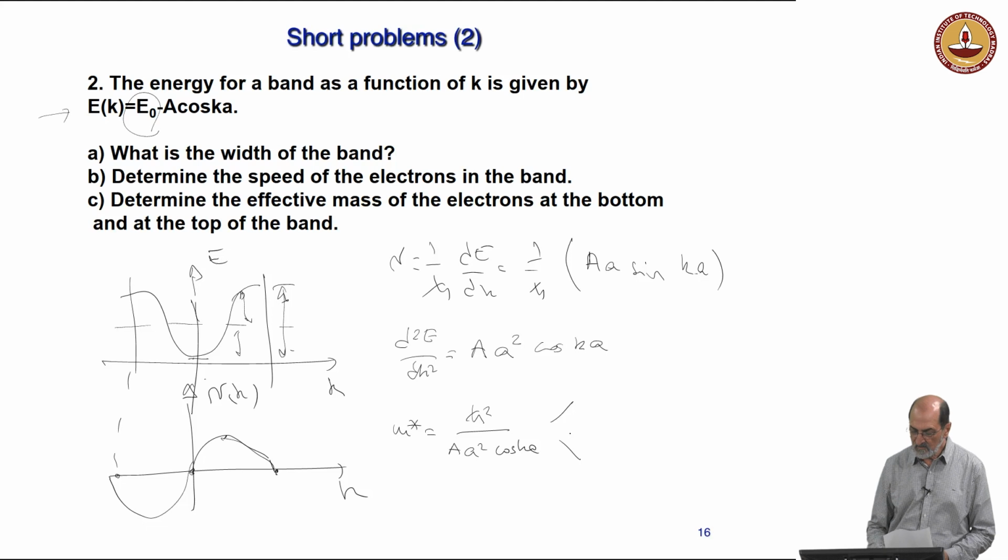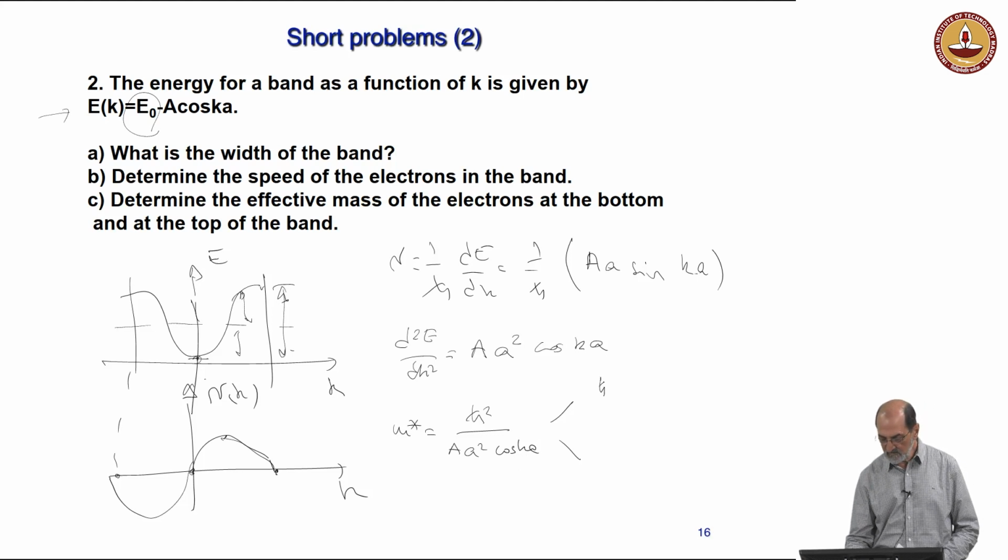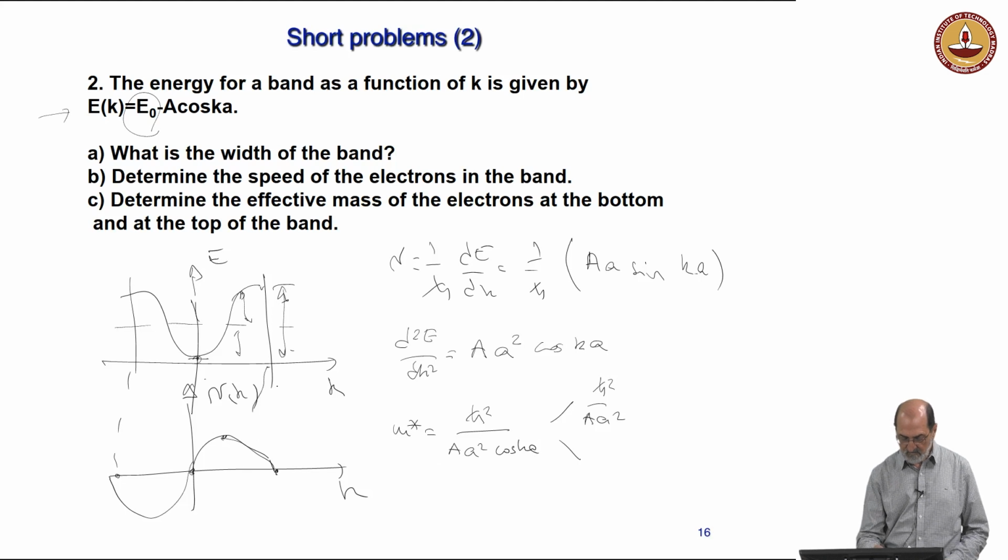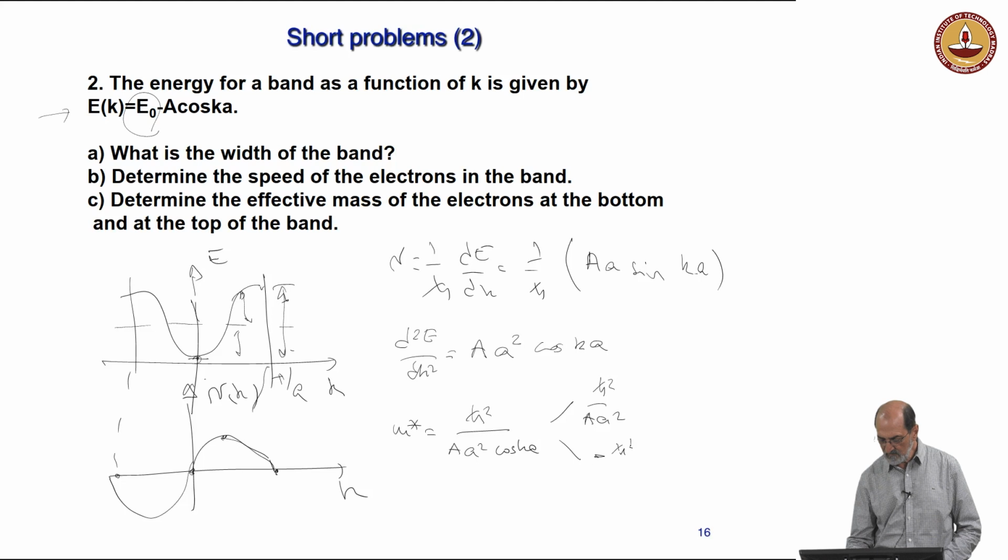And we have two alternatives, yeah, if we are at the bottom of the band or at the top of the band. At the bottom of the band, cosine of ka, how much is it? It's cosine of 0, which is 1. So this is h bar squared over A a squared. And at the top, the cosine of ka is the cosine corresponding to the top, which is pi over a, right? If instead of k we put pi over a, we have the cosine of pi. The cosine of pi is minus 1. So this is minus h bar squared over A a squared. Okay.